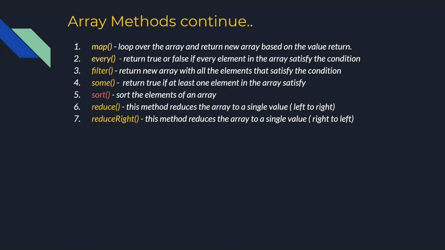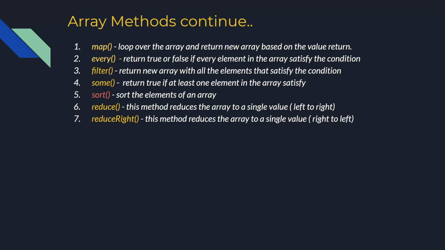So we'll start with the first, the map method. The map method loops over the array and returns a new array. Map always returns a new array, based on the return value you want to return. Then we have the every method that also runs over each element of an array, and based on the condition, if it satisfies all the elements, then it returns true, otherwise it returns false.